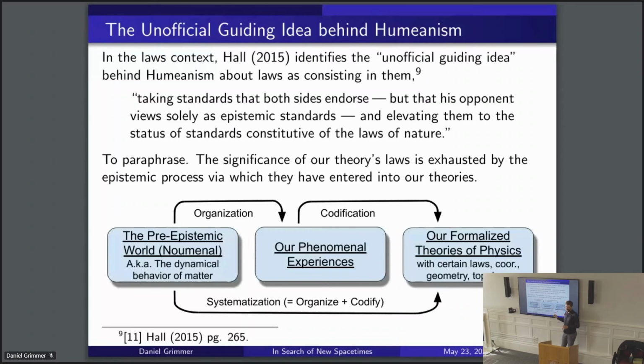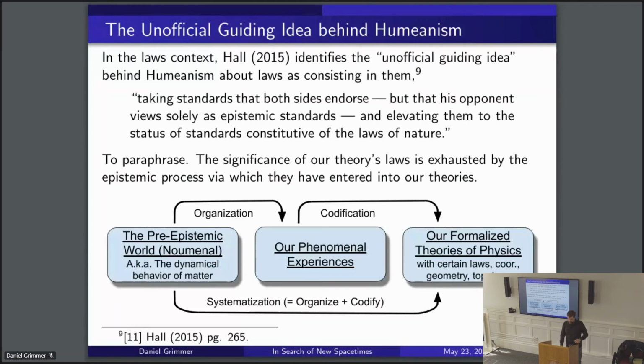What they disagree about is the metaphysical status of those epistemic standards. One thinks this is just how we find out about the laws, but the laws themselves are these hardworking things in the noumenal world governing the world. Whereas another view would be that no, they are just exhausted by their epistemic status of how they come into our theories. So that's where Ned Hall locates the disagreement in the metaphysics of laws debate.